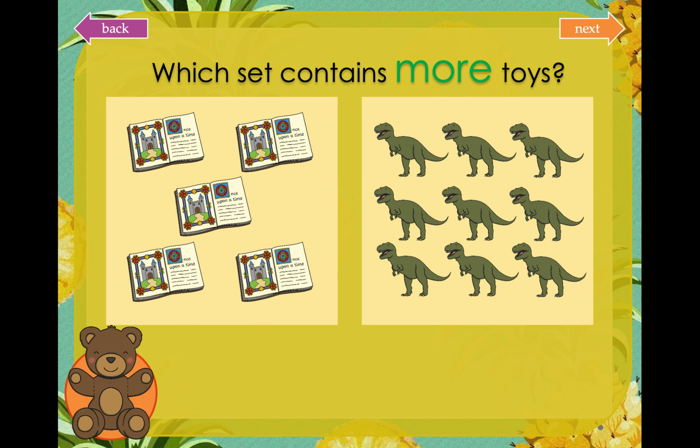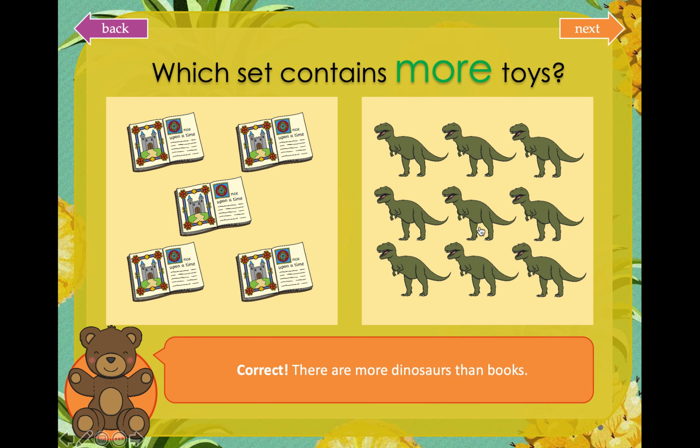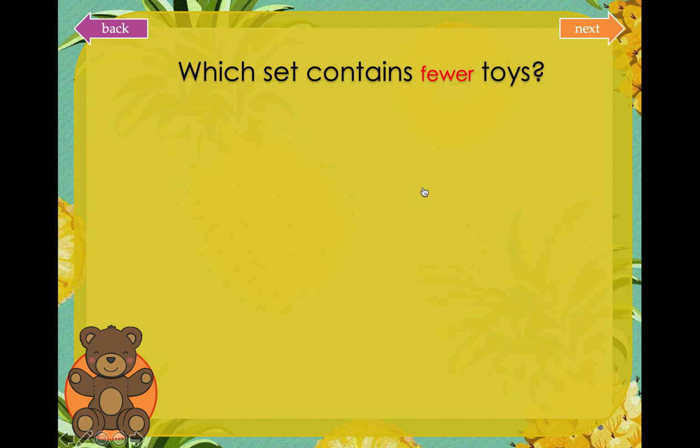Which of these sets have more toys? Here we have books and here we have dinosaurs. Can you guess which one is more? If you've guessed that the dinosaurs are more, well done. Excellent. We have 9 dinosaurs. 1, 2, 3, 4, 5, 6, 7, 8, 9. And we only have 1, 2, 3, 4, 5 books. So there are 9 dinosaurs and that means 9 is more than 5.